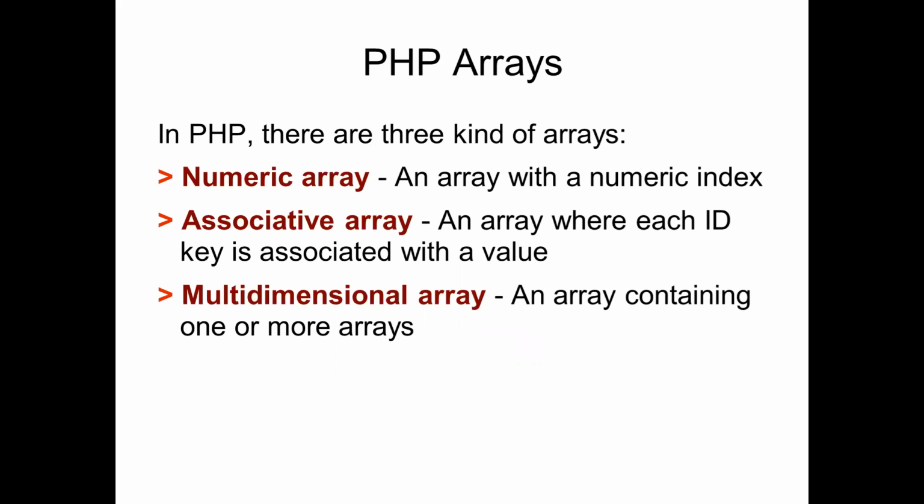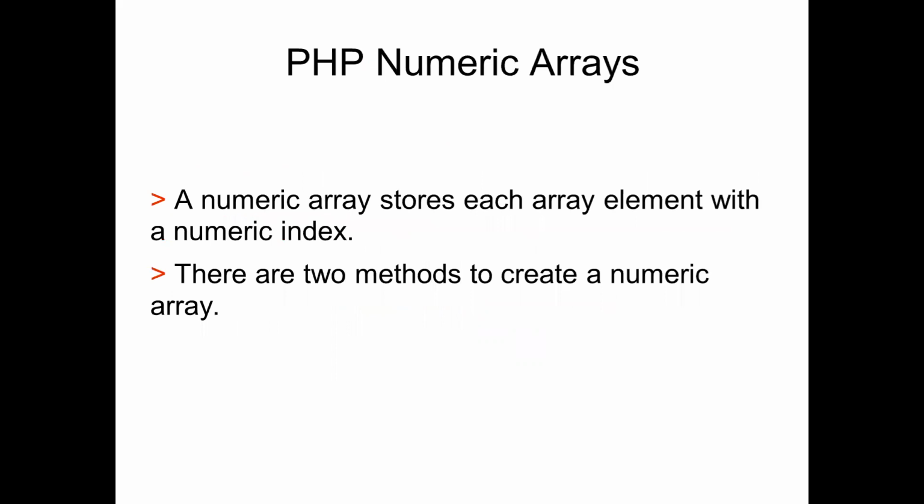And the third is the multi-dimensional array, where an array can contain one or more arrays. So you can have an array within another array. That is a multi-dimensional array. Let us see one example for all three types of arrays. The first one is the numeric array, which is going to have array elements with a numeric index.